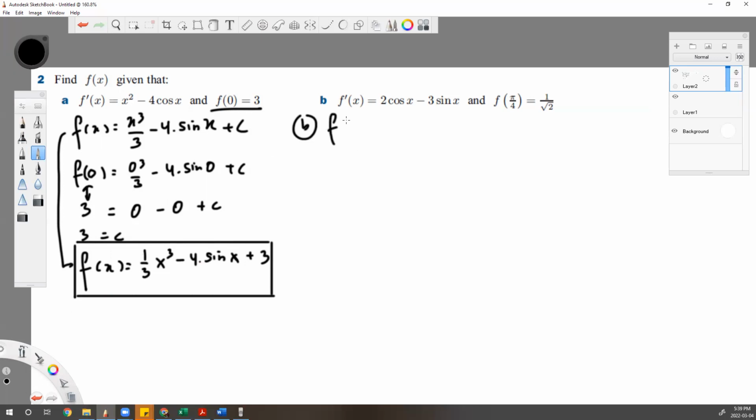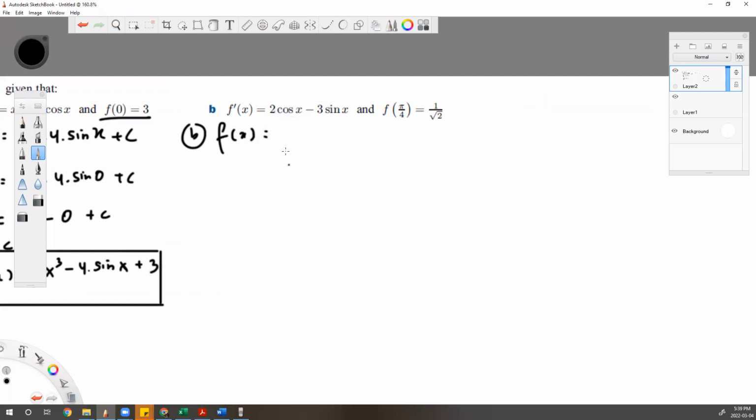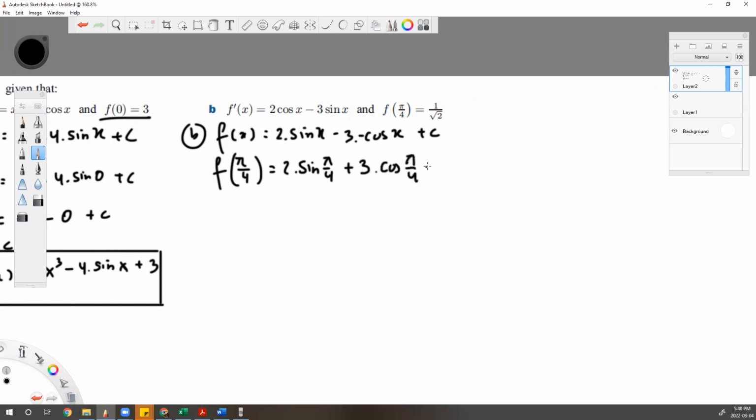Make it fast also, but fast, and you should be sure what to do, right? Cos becomes sine, not negative sign, because this is integration. Sine x. Sine becomes negative cos, right? Plus c. You do the direct integration. f(pi over 4), I think, oh man, wait. We need to use the table or the circle thing, but I want to skip that part. 2 times sine pi over 4 plus, because negative times negative 3 times cos pi over 4, plus c.